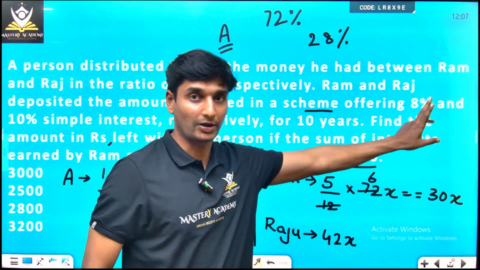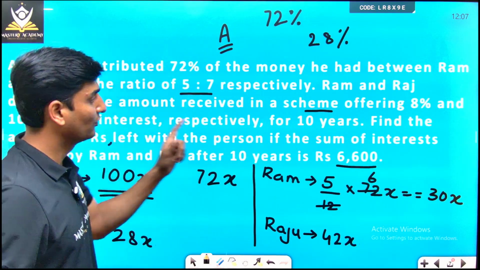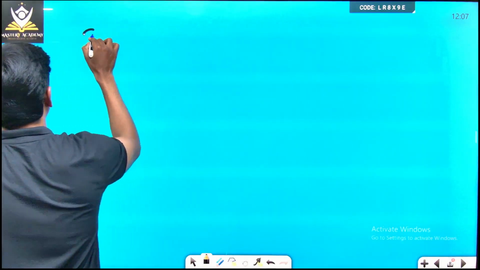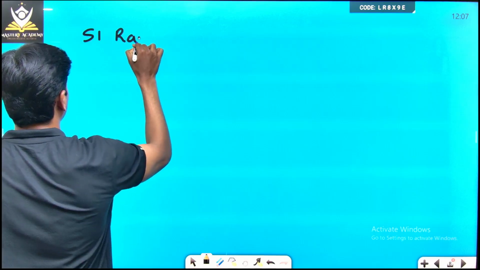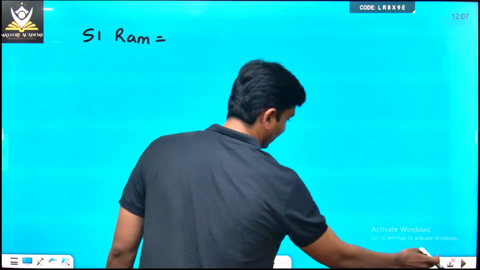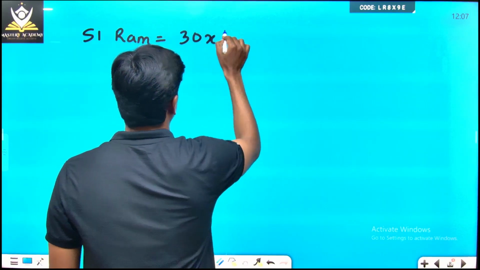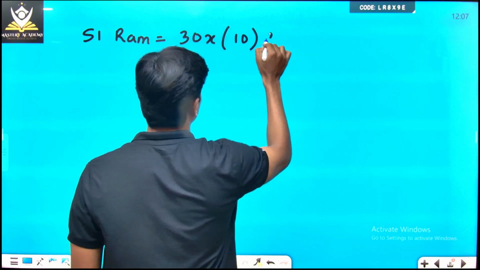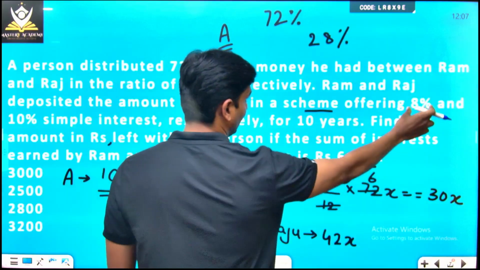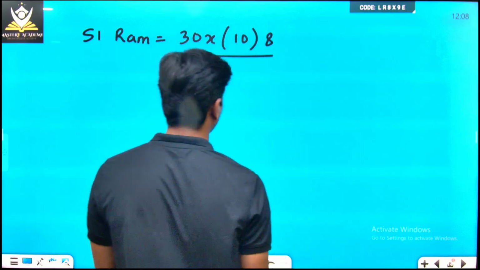Ram invested in a bank, deposited at 8%, and Raju at 10% simple interest for a period of 10 years. So we are going to calculate the simple interest that everyone received. Simple interest that Ram received is given by PTR upon 100. So P, the principal amount that Ram received, 30x, multiplied with time, 10 years, rate of interest is 8, divided by 100. According to the question, 8% for a period of 10 years, and it is also given as simple interest. This is the case for Ram.